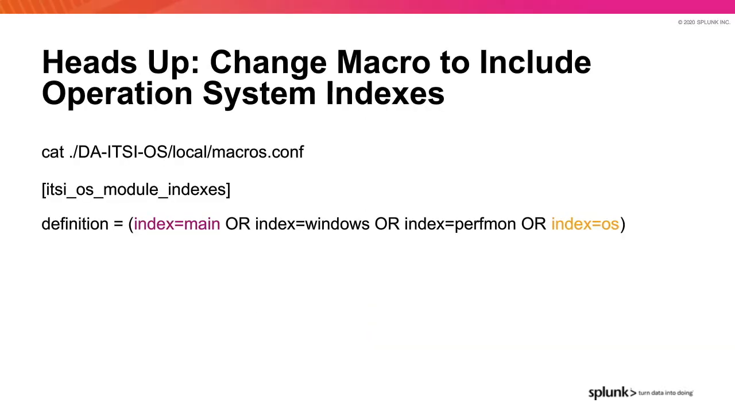First things first, to make it work, you have to change the macro again so that ITSI will actually see the Windows TA data. So similarly to the app before, you need to change this here. What I did is actually I copied over the default macros.conf from this directory here, and then changed it accordingly so that I can see the Windows TA data with ITSI. And this is needed, otherwise it won't work.